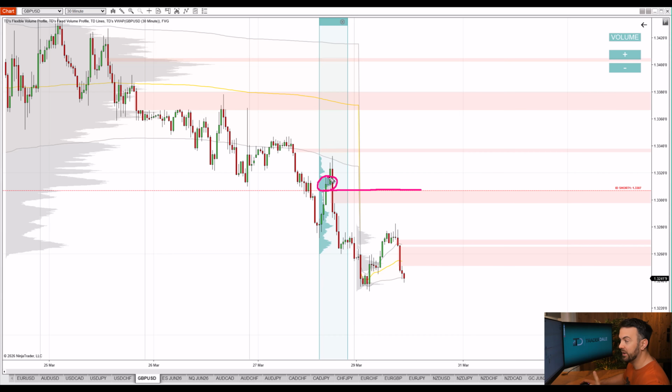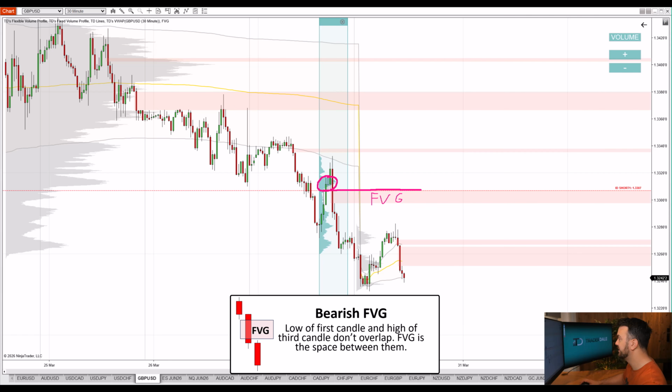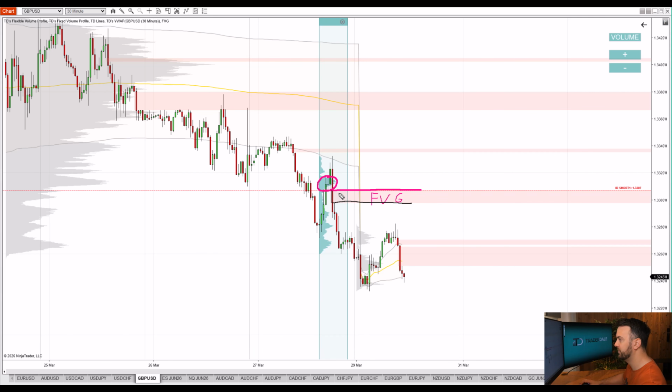Now there's also one additional thing why I have the level here. It's highlighted in red here, and it is a fair value gap from Smart Money Concepts. And in a short trade scenario like this, I like to trade from the beginning of the fair value gap. So this is the whole fair value gap, and this is the beginning of it, okay? So those are the two reasons why I think that this level is a strong resistance.